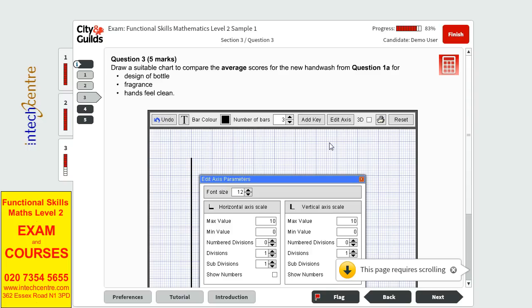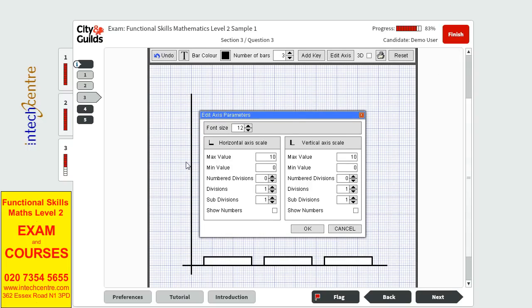You click on edit axis to have numbers on the axis, to show your values. We will look at the highest number. Our highest number in the average is 8, so we'll make sure to put that as our maximum value. Our minimum value can stay 0, that's not an issue. And then we can click on numbered divisions. We can pick as many as we want, and make it as detailed as we want in terms of numbers. But make sure you click on show numbers so that we know what we are working on.